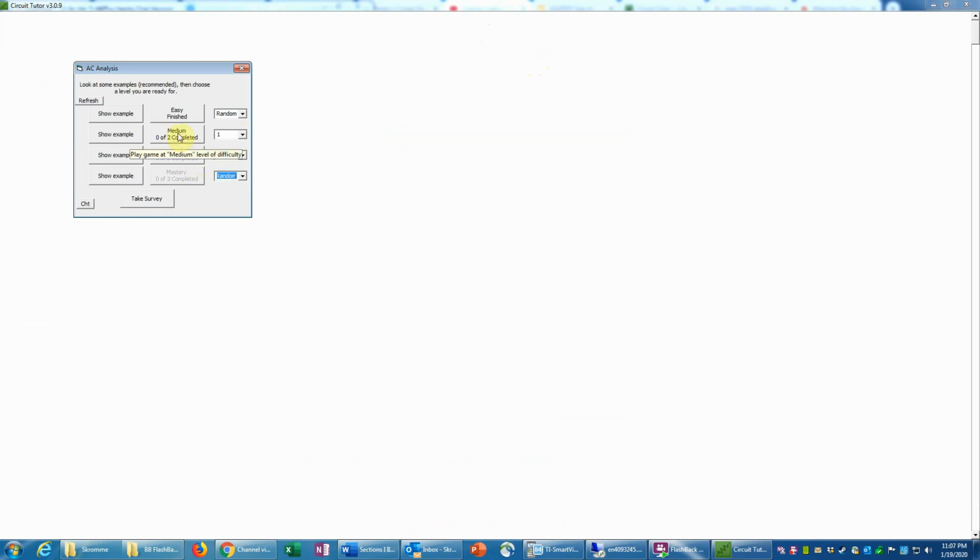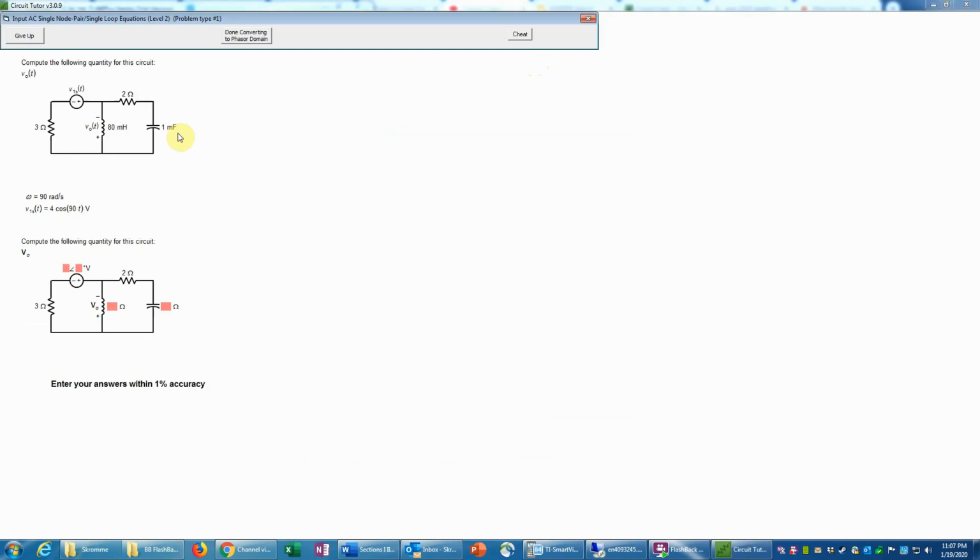Again, we're on the medium or level 2. So our first task is to convert from the time domain into the phasor domain. And we know that we're in the time domain here because, again, the voltage is given as a function of time. Notice the t, of course.